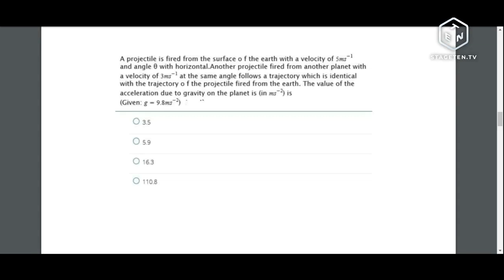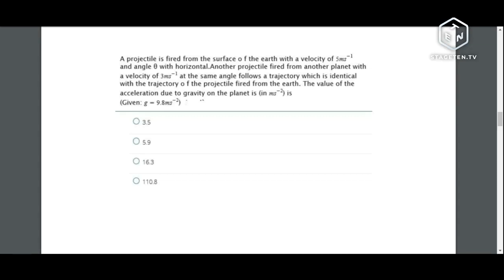In this question, we actually need to find the equation of trajectory first of all. So the equation of trajectory is y equal to x tan theta minus g x square over 2 u square cos square theta. Now, it says for equal trajectory for same angles of projection, that means my g over u square value is constant.